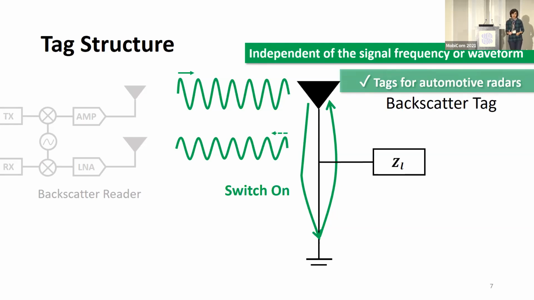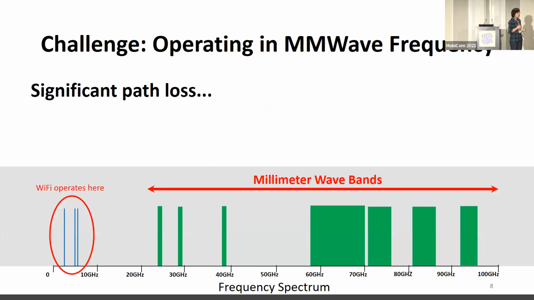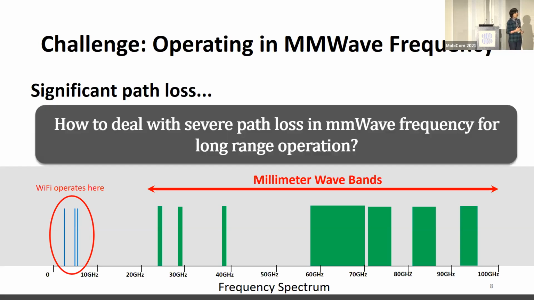But here's what makes this really hard. Automotive radars operate in the millimeter wave frequency range, and as probably all of you know, we have significant path loss to deal with. And in this case particularly, we're trying to detect the reflection from a very tiny tag as opposed to that gigantic car that is all made of metal. So it's even more challenging to detect that reflection coming out of the tag. So the main question we're trying to answer is how can we break that trade-off and build a long-range millimeter wave tag?